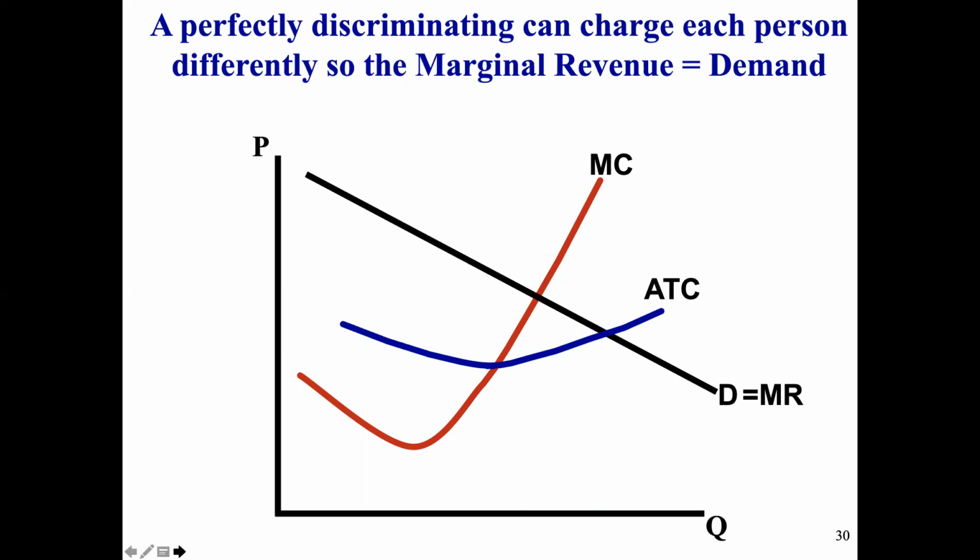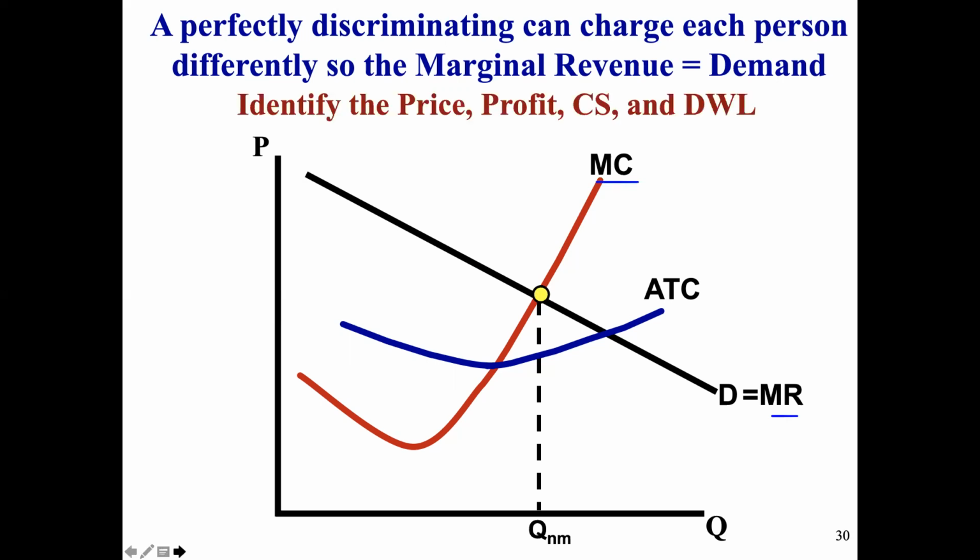Once we've done that, then we use all the same skills that we've been using so far. We're going to find the profit maximizing quantity. The profit maximizing quantity for a price discriminating monopoly is where MR equals MC, which in this instance is right there. So that's the quantity that's going to be produced.